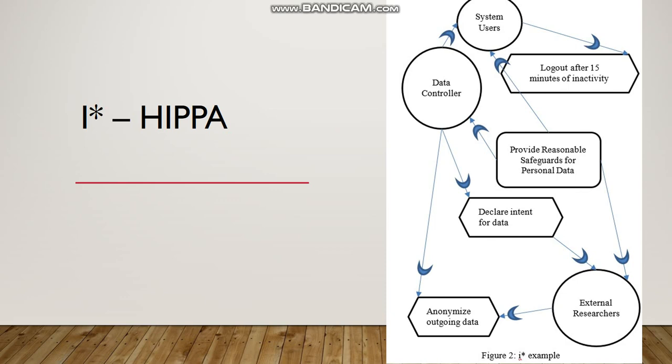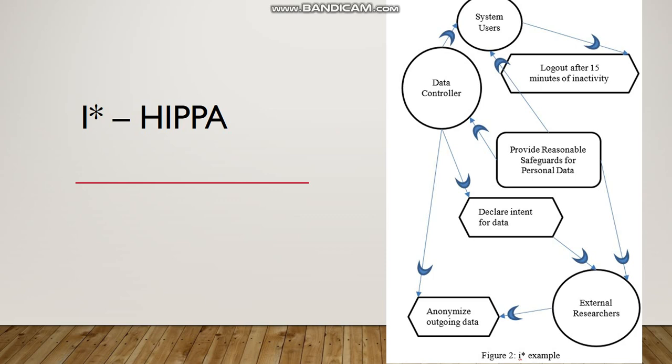With the I-STAR framework, it is easy to see how the actors depend on each other to fulfill the goal. The data controller depends on the declaration of intent, which depends on the external research team. In turn, the external researchers depend on the data controller to anonymize any disclosed data. System users depend on the task of being logged out after a period of inactivity. And finally, the goal of providing reasonable safeguards depends on all the actors performing their functions.